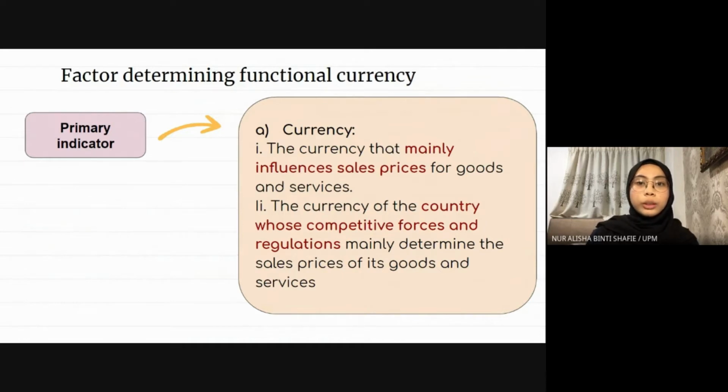For the primary indicator, the factor that needs to be considered is the currency that mainly influences the price for goods and services. The next one is the currency of the country whose competitive forces and regulations mainly determine the sales price of its goods and services.